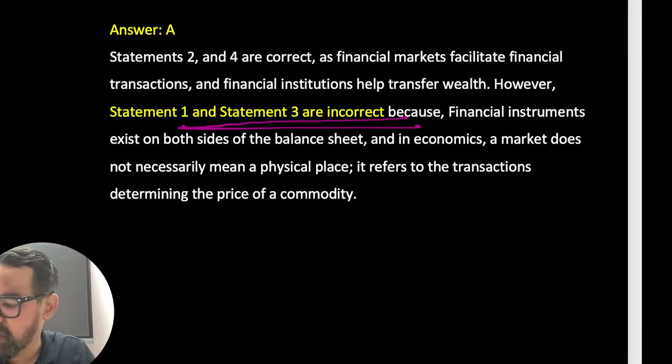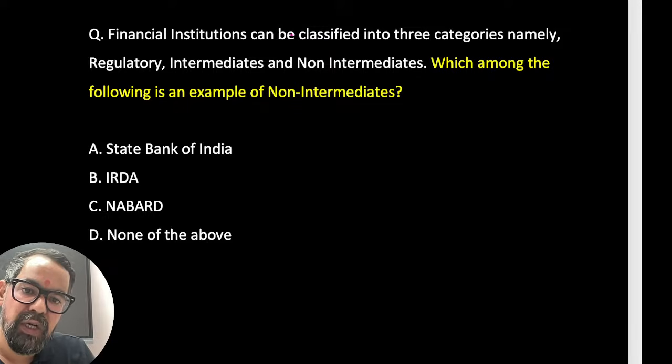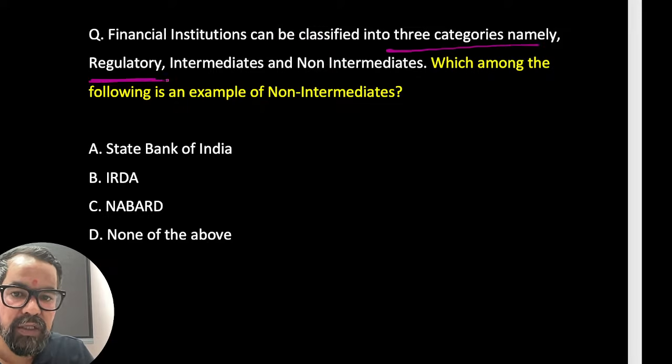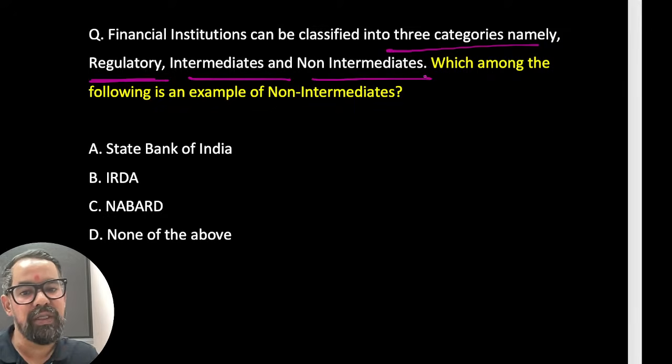Correct? It was a very easy question. Yes. Let's move ahead. Next one. Financial institutions can be classified into three categories: regulators like RBI, SEBI, NABARD, PFRDA, and earlier we used to have FMC also, and IRDA; intermediaries; and non-intermediaries. Intermediaries like banks, and non-intermediaries like Exim and others are generally classified under this.